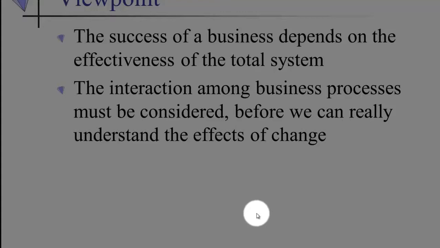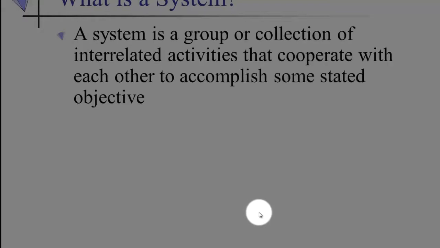So I hope that made sense to you. So what's a system? A system is a group or collection of interrelated activities that must cooperate with each other to accomplish some stated objective. Wow. Well, let's think about that. Let's go through it again real slow. A system, notice it is not an IT system, is a group or collection of interrelated activities that must cooperate with each other to accomplish some stated objective. That's pretty profound when you think about it.